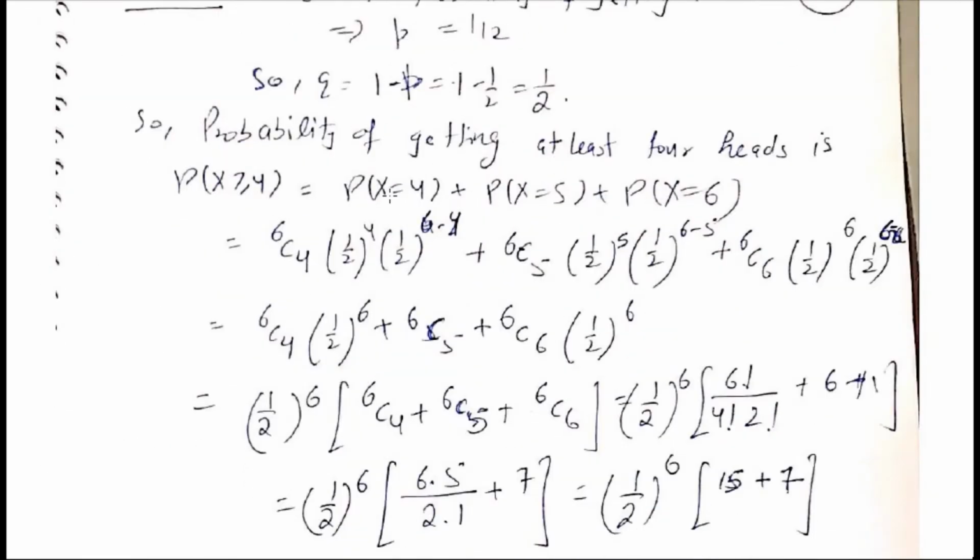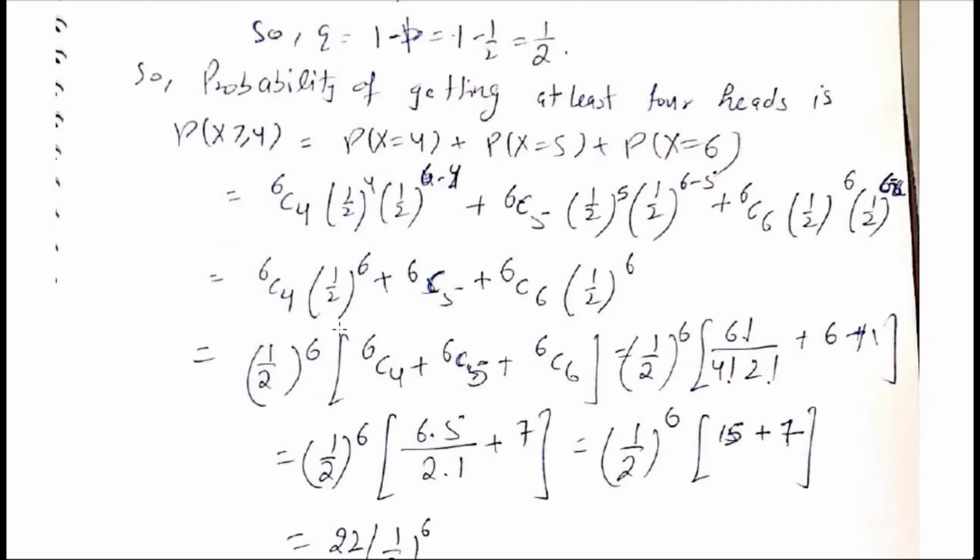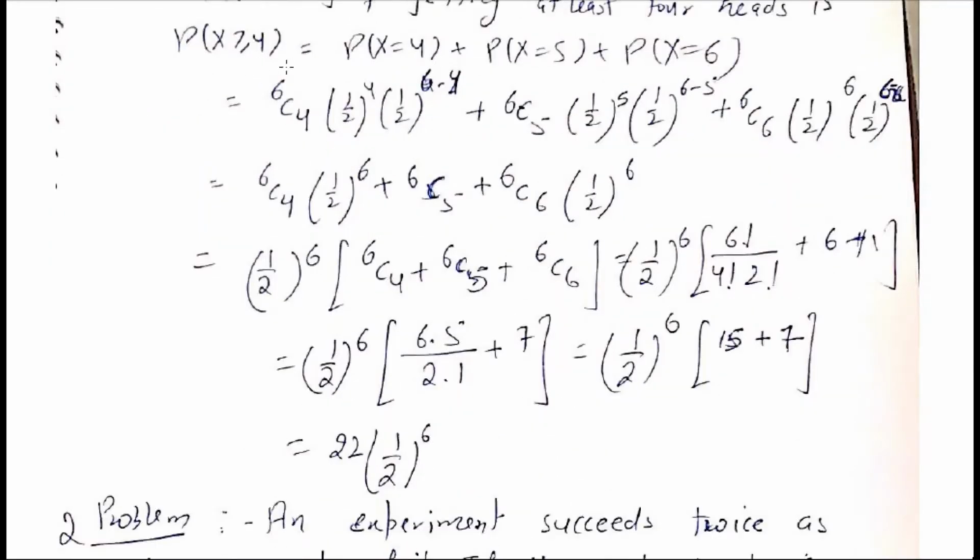So here the probability of X equals 4 is 6C4 p raised to power x, that is half raised to power 4, and q raised to power n minus x. Here n is 6 and x is 4, plus here our x is 5, so 6C5 p raised to power x q raised to power n minus x, plus the probability of X equals 6. Here x is 6 and n is 6, so 6C6, 1 by 2 raised to power 6, and 1 by 2 raised to power n minus x, 6 minus 6. So after calculation, our probability of X greater than or equal to 4 is 22 into half raised to power 6.